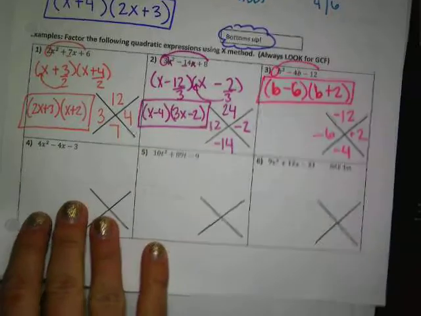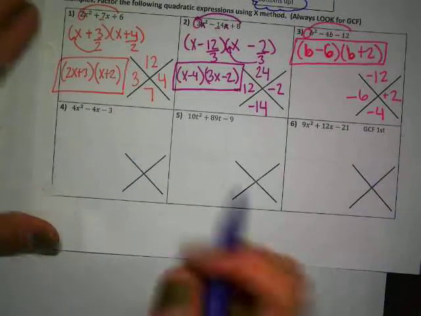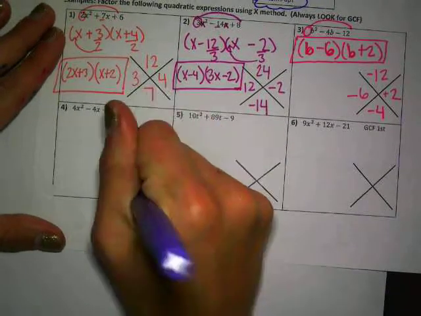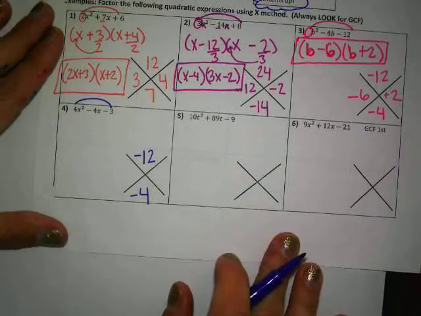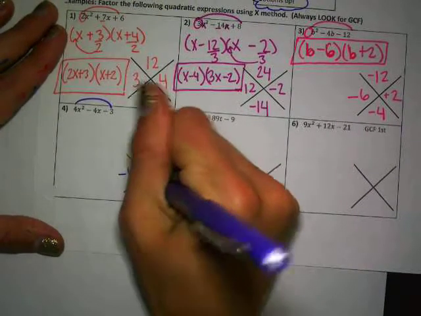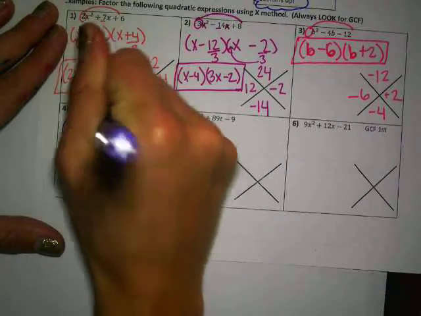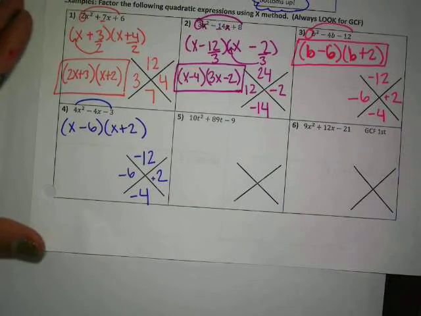Number 4. Alright, on number 4, what goes on up top? Negative 12. What goes on the bottom? Alright, so what are the 2 numbers that multiply to give you negative 12, but add to give you negative 4? Negative 6 and 2 again. X minus 6, x plus 2. And then what do you divide by? 4.